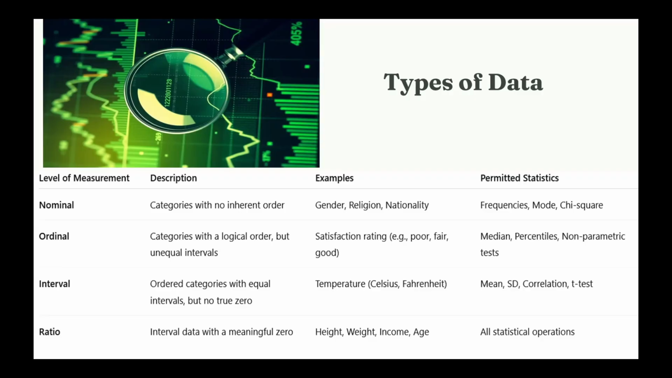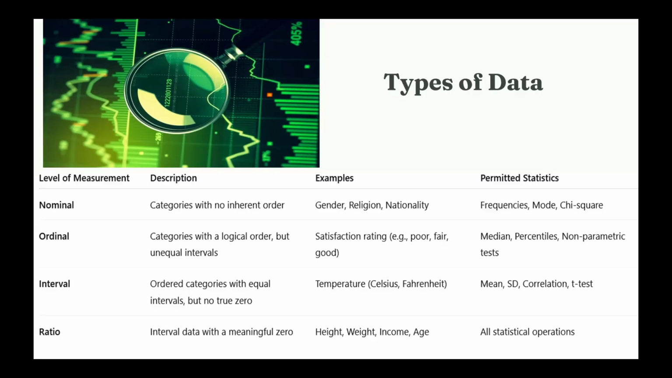But the ordinal, just as the name implies, has a particular order. It has a logical order, but not on equal intervals. A logical order, for example, when you are asking for the qualification of your respondents. People with PhDs, ordinarily, that's why you are here, are higher than those with MSc in terms of the degree they are holding. And people with MSc are also higher than BSc. People with BSc are higher than OND. People with OND are higher than O-level.